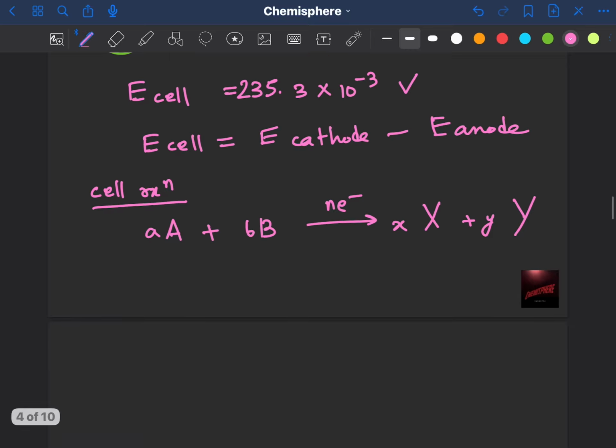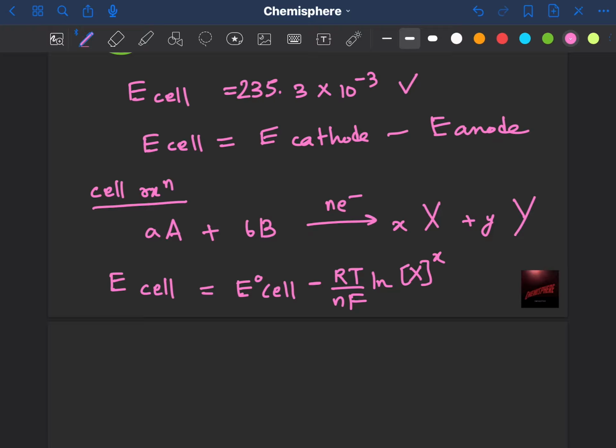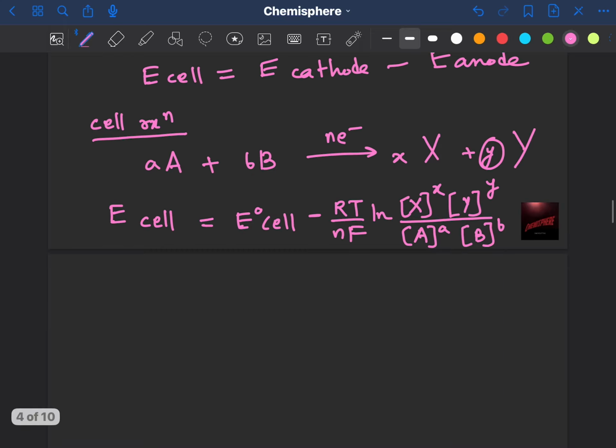So when we apply the Nernst equation for this, we get one more equation: E cell is equal to E naught cell minus RT by nF ln of concentration of X to the power of its stoichiometric coefficient, concentration of Y to the power of its stoichiometric coefficient, divided by concentration of A to the power of its stoichiometric coefficient, concentration of B to the power of its stoichiometric coefficient. This is known as the Nernst equation.